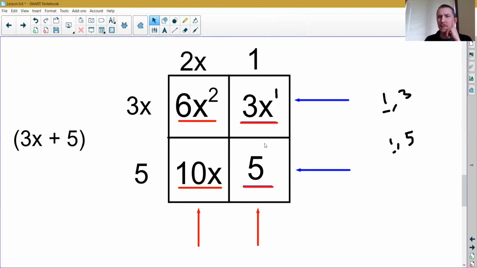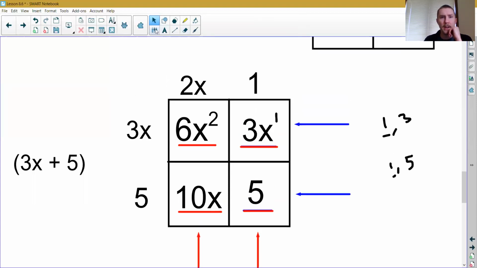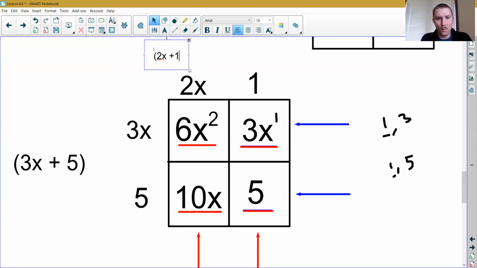And now, do both of these boxes have an x? Can I factor out a variable? No, I can't, because again, the 5 doesn't have a variable on it, so I can't factor out a variable that's not there. So from the top here, I have parentheses 2x plus 1. Okay?